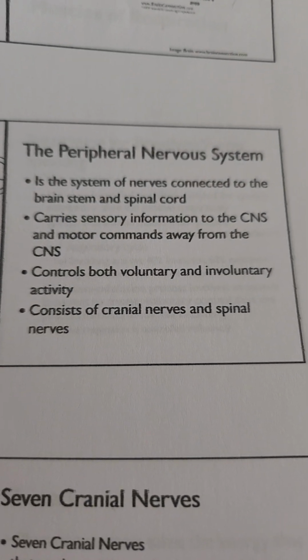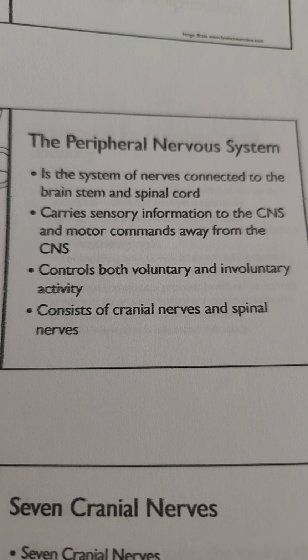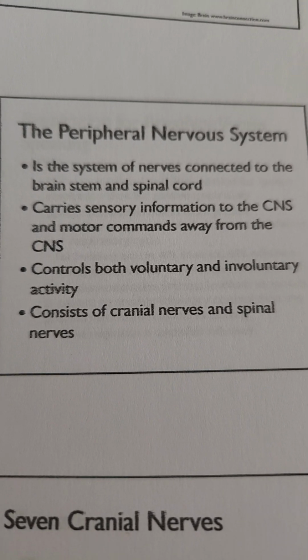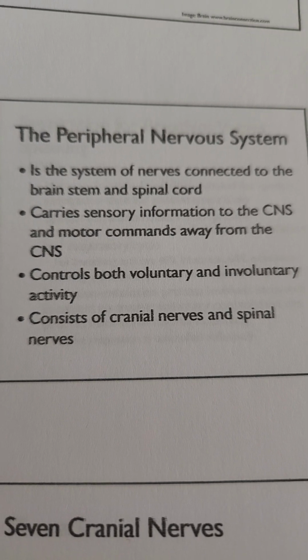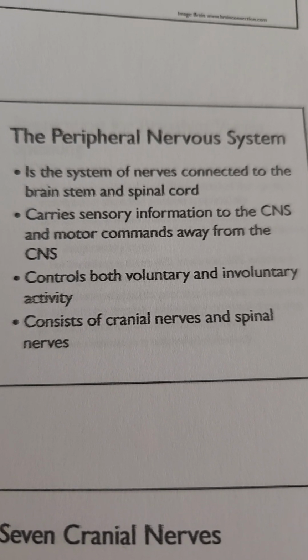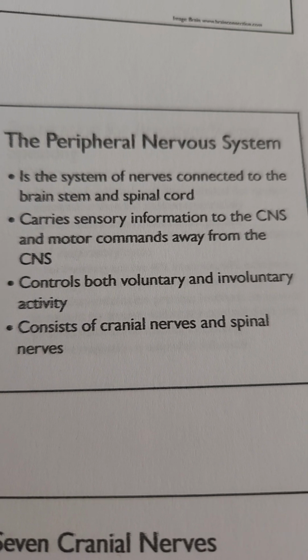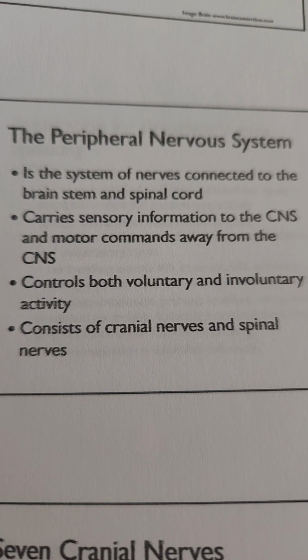The peripheral nervous system is the system of nerves connected to the brainstem and spinal cord. It carries sensory information to the CNS, central nervous system, and motor commands away from the CNS. It controls both voluntary and involuntary activities and consists of cranial nerves and spinal nerves.